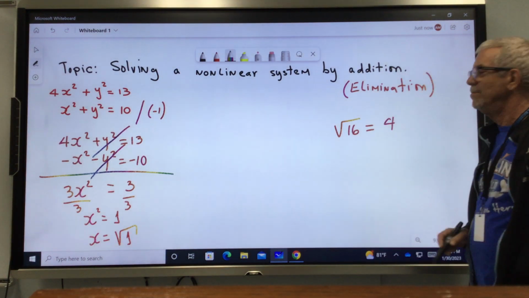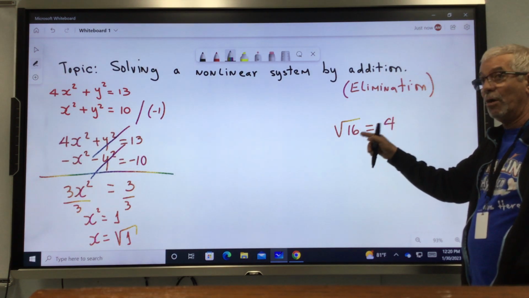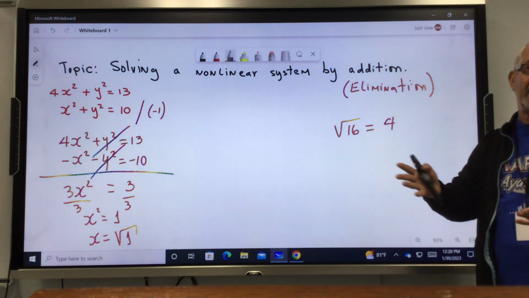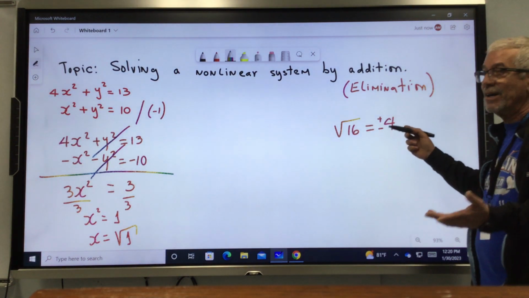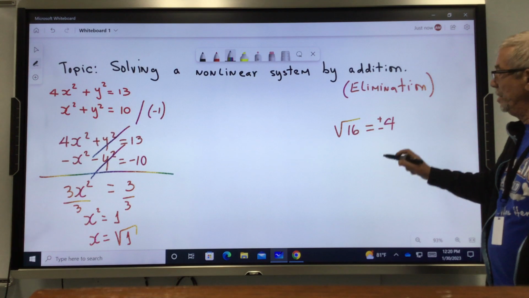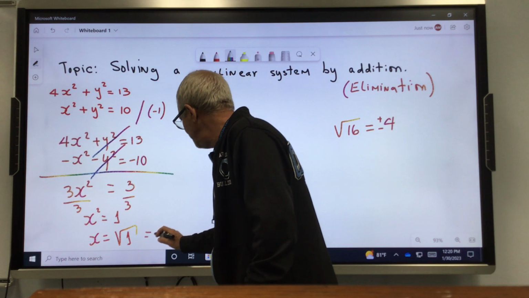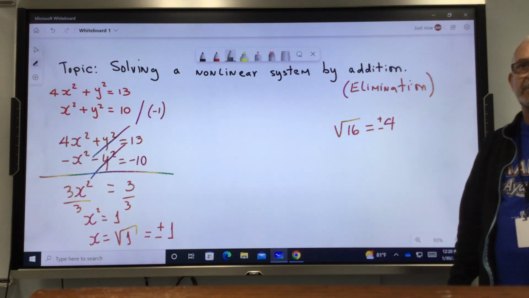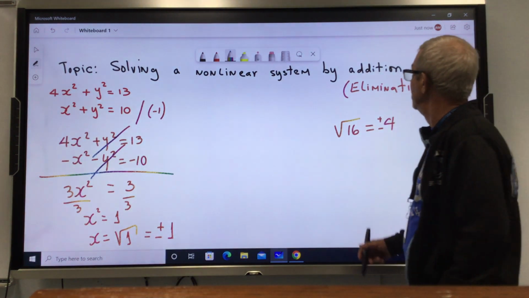4. Only 4? Also -4. Remember that any time we find the square root of a number, we have two possible solutions. We have positive 4 and negative 4. Many times we don't use the negative part. We use only the positive, but everybody knows why, no? 4 squared is 16, but negative 4 squared is 16 too. For that reason, the square root of 16 is positive 4 and negative 4. For that reason, here the square root of 1 is what? Positive and negative. We have two possible solutions there. All right.